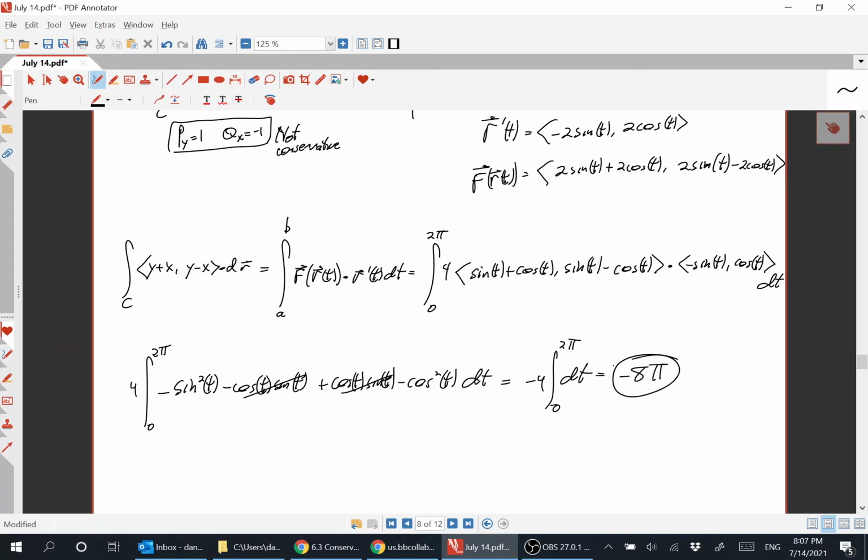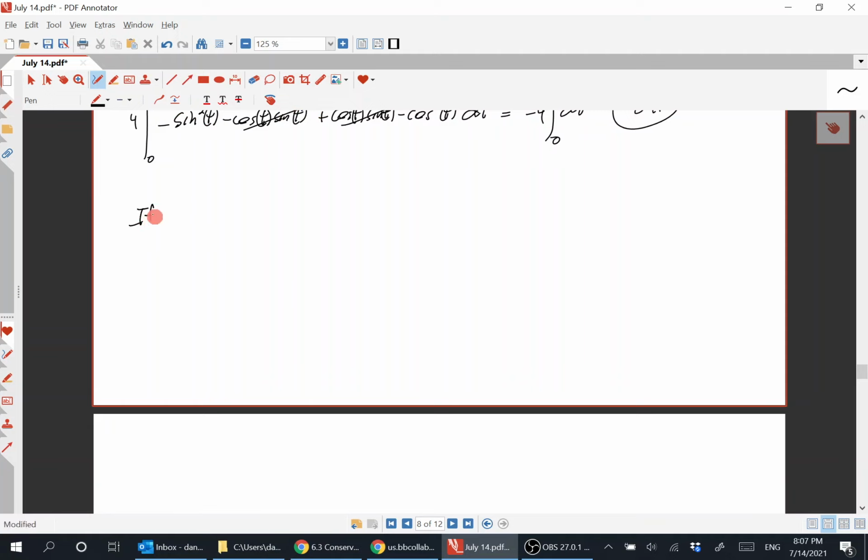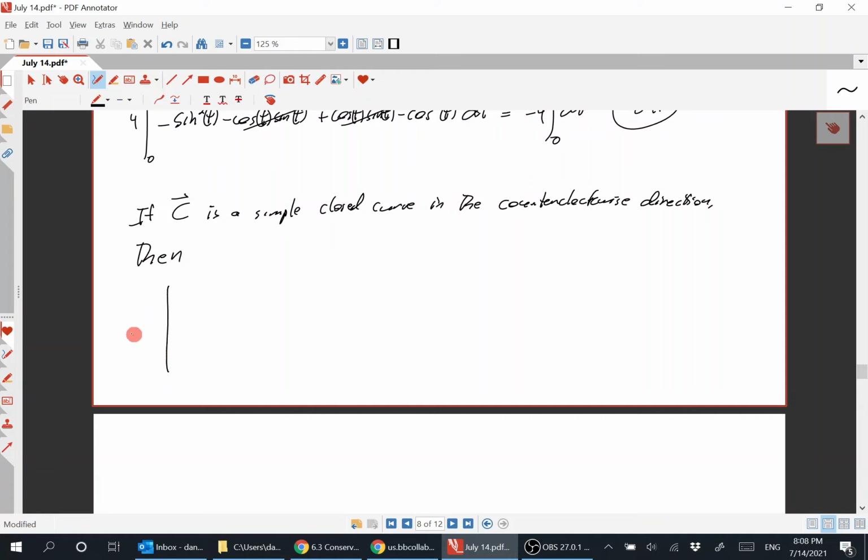Now, that could also be solved using Green's theorem. Green's theorem says the following. If C is a simple closed curve in the counterclockwise direction, then, right, so C is a simple closed curve, so it's just non-intersecting, no loop-to-loops, no disconnections, just a circle, essentially, a circle that's warped. Okay, so that's C in the counterclockwise direction.